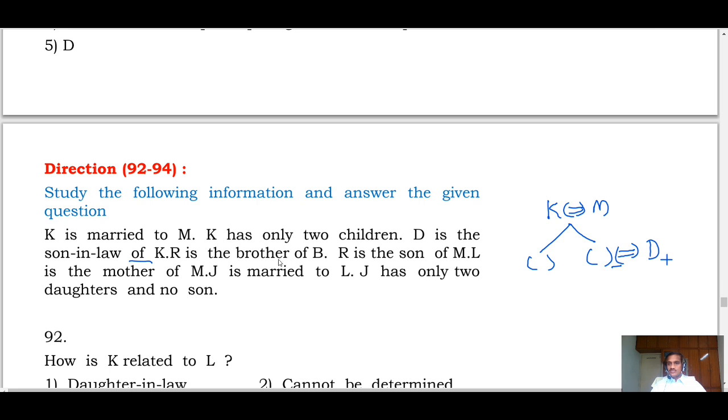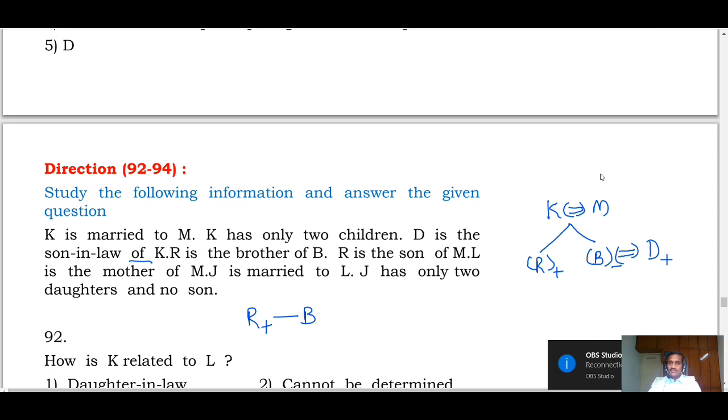R is the brother of B. As of now, we do not have any information how R and B are related to K, D and M. R is the son of M. R is the brother of B, so R and B are K's only 2 children. R is the son and B is the daughter.